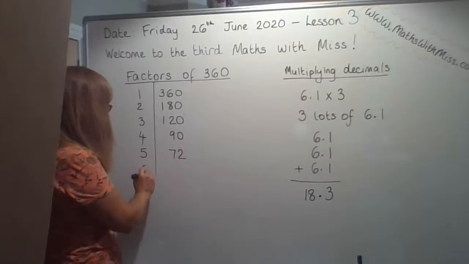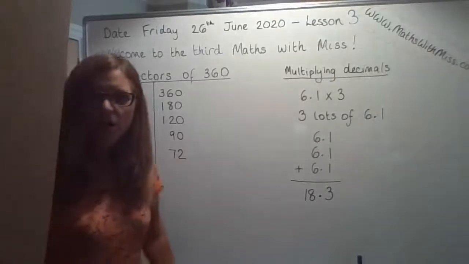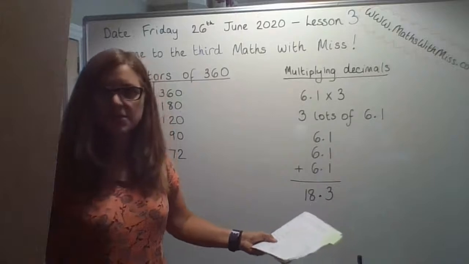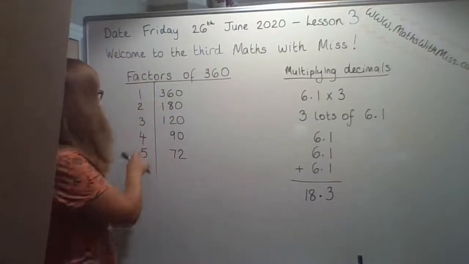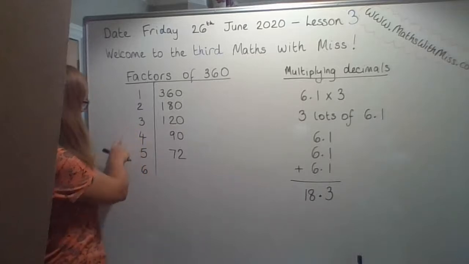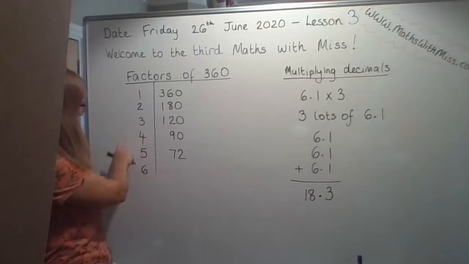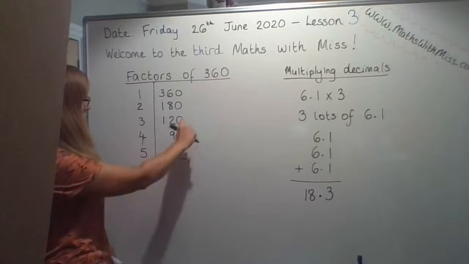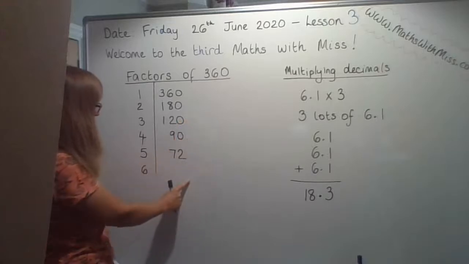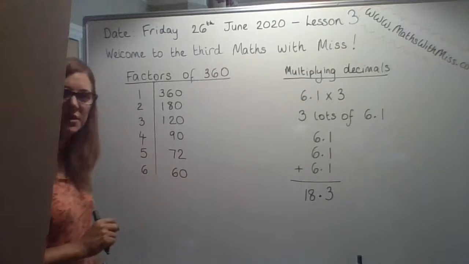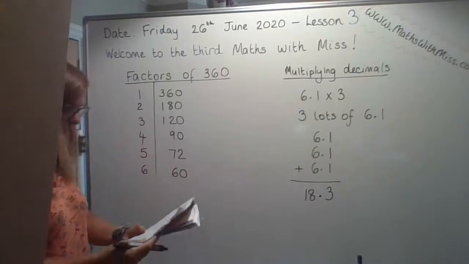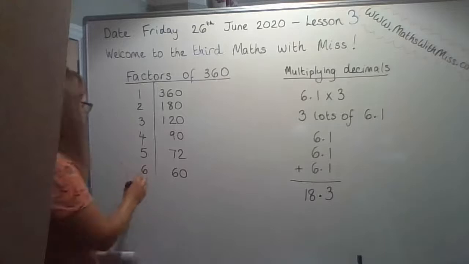Let's have a look at 6. Now you might know because 6 multiplied by 6 is 36, but there's again another way you can do it. You can look at this 3 here going to the 6. We've doubled 3 to get 6. We've halved 120 to get 60. 6 multiplied by 60 gives us 120. Let's keep going. We've still got quite a few to do.